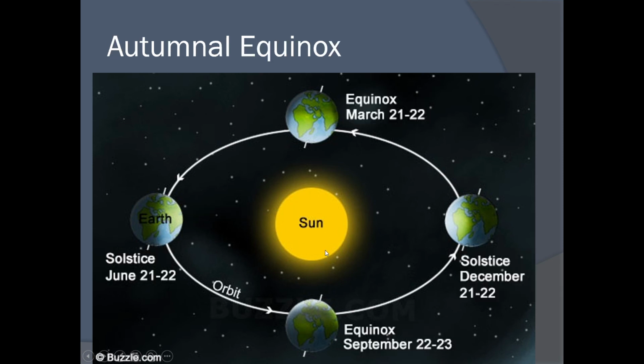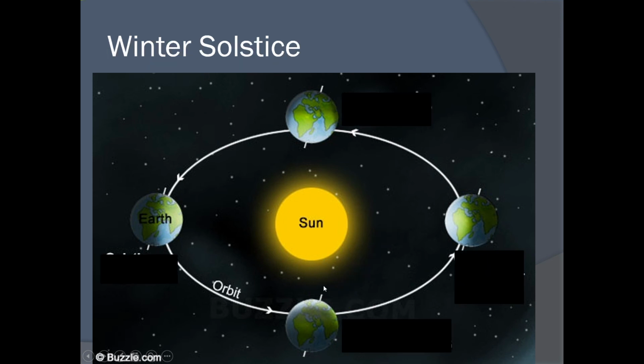Then your autumnal equinox is going to be down here. I guess I forgot to wipe it out. Sorry about that. The autumnal equinox, again, that's dead on. And then your winter solstice is going to be over here. You can see once again that the sunlight is hitting the bottom part of the southern hemisphere more directly. If you have any questions on that, please let me know.